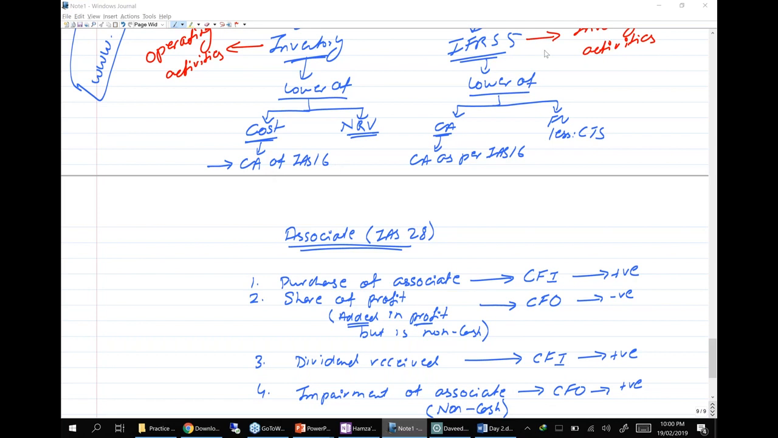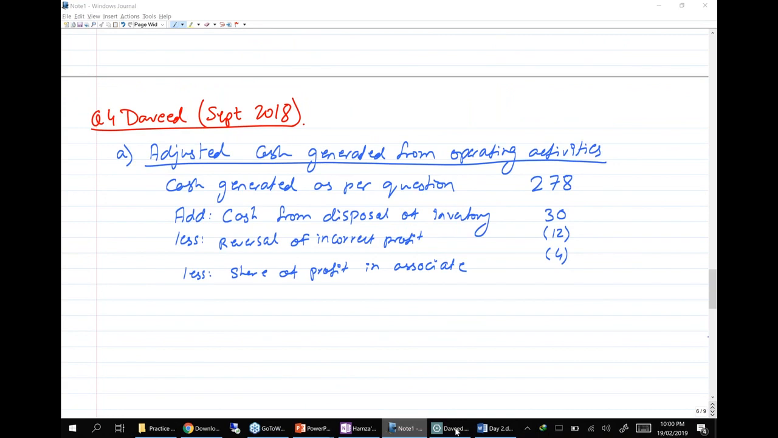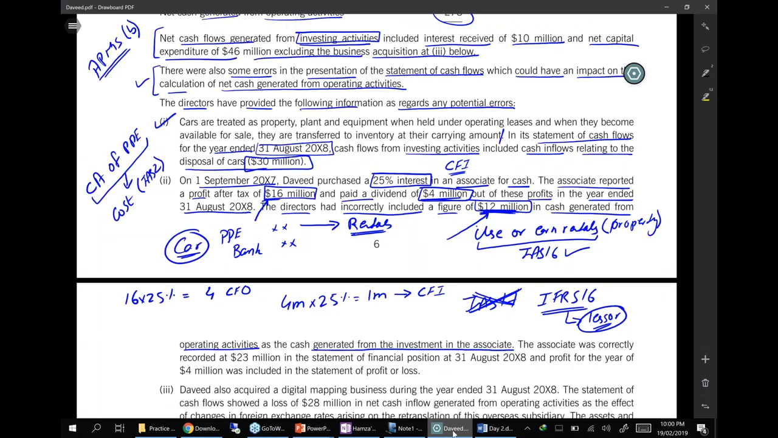Okay, so let's get back to the question. Now we are done with adjustment number 2 so far. Let's read further. The question says that the associate was correctly recorded at 23 million in the statement of financial position, and the profit for the year of 4 million was included in the statement of P&L. So this is the 4 million which we have deducted. The 12 million which was incorrectly included in the 4 million, we have already adjusted. So we are done with adjustment number 2 now.